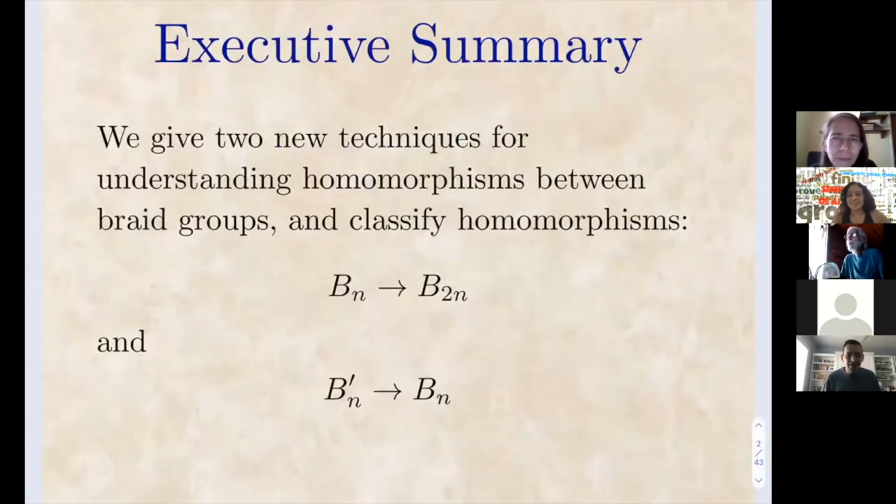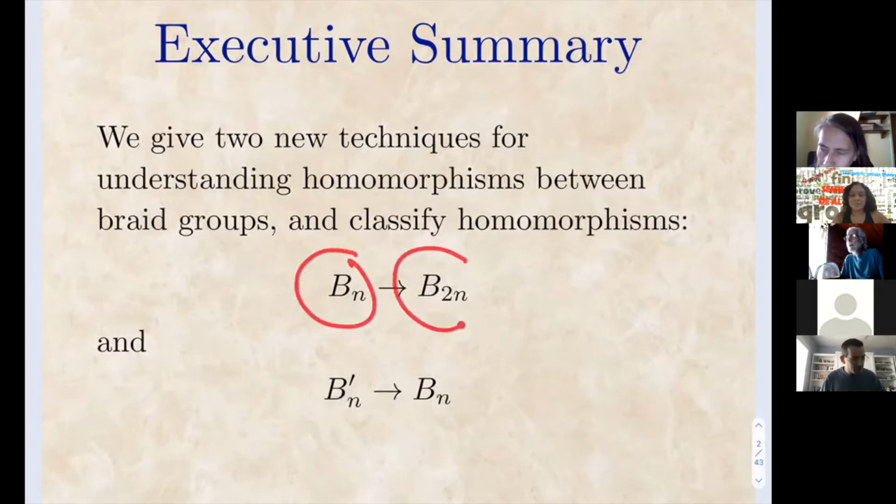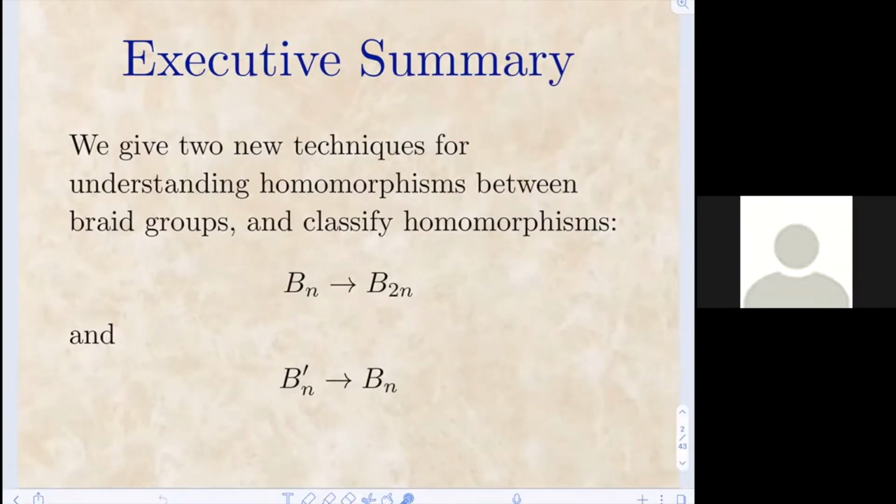So this is the summary of the talk. The goal is to classify homomorphisms from the Braid group on n strands to the Braid group on 2n strands. And basically the summary is that we can make a list of all of them, okay? So I'll explain how that works.